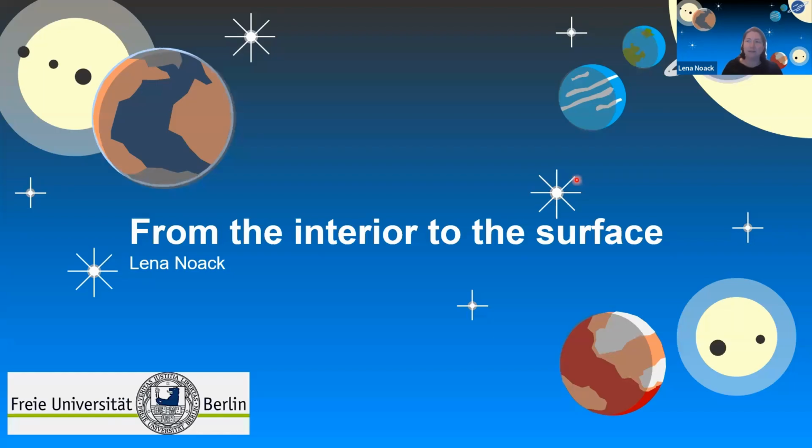exoplanetary environment. And today I will specifically talk about what we learn from the interior about the surface of specifically rocky exoplanets. And you may wonder why we actually talk about the interior of planets, because I assume that most of you are actually interested in how it looks like at the surface of these planets.